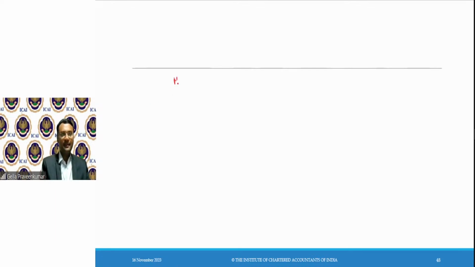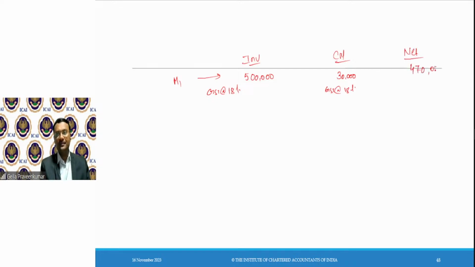Say month one, there is an invoicing, there is a credit. Month 1, invoice is for 5 lakh, GST say at the rate of 18%. Credit note is issued for 30,000, GST at the rate of 18%. Now, ideally, I ought to pay tax on 4,70,000 and on that 18% GST.